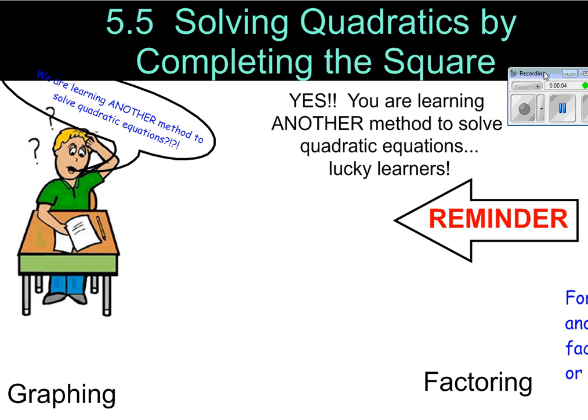All right, Algebra 2 guys. Solving quadratics by completing the square. Yes, you are learning another method to solve quadratic equations. There's a lot of different ways, and it's good to know more than one way to solve something.